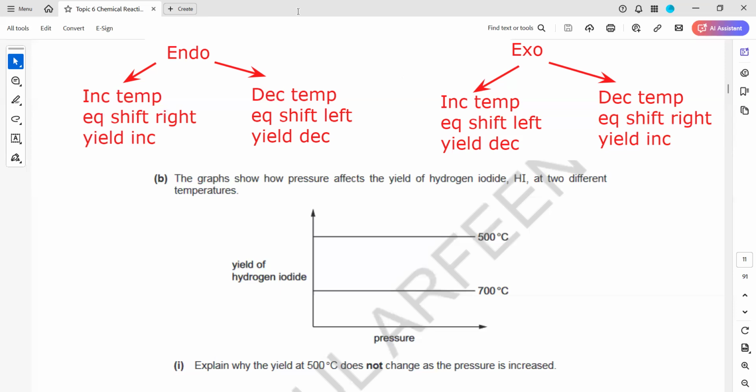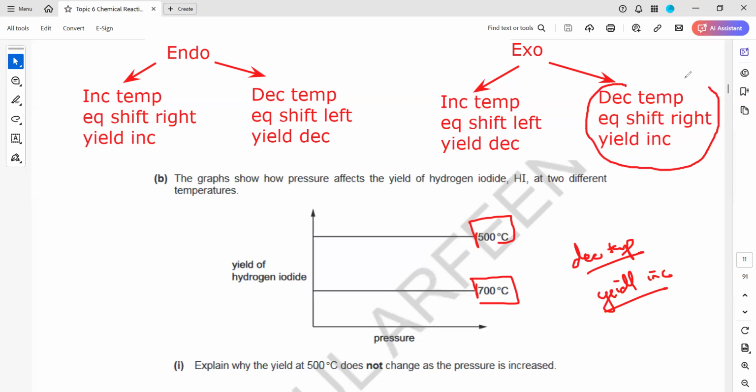Now, looking at these two, one is at 700, another one is at 500. Which is having a greater yield, 500 at low temperature or high temperature? At which temperature do we have a greater yield of hydrogen iodide? Low temperature. So when we are decreasing the temperature, the yield is increasing. What kind of reaction is this? Decreasing the temperature, yield is increasing. So this gives an idea that this reaction is exothermic.